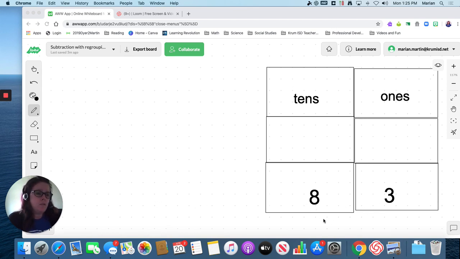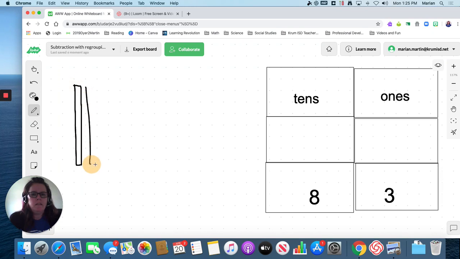On this one, we're just doing regrouping. So we have the number 83, and I want to regroup one of these tens as ones. That's not going to change the value of the number, but it's going to change how the number is set up. So the first thing I'm going to do is draw it the way that it is right now. This would be 8 tens, so I'm going to get a pencil over here.